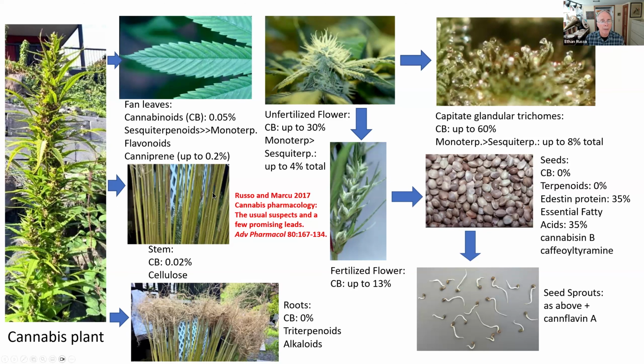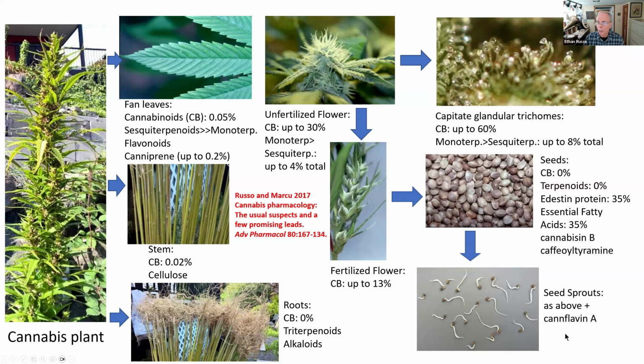The stems, again, good for cellulose, but extremely low concentration of cannabinoids. Then we have the seeds, which are a product unto themselves. No cannabinoids, no terpenoids, but very high in a highly digestible protein called edestin, about 35%. Also 35% of essential fatty acids. We'll hear more about these later, but particularly GLA, gamma-linolenic acid, which is very rare in nature. It's in mother's milk, borage seed, evening primrose, and in hemp seeds, making it a very useful nutritional source.